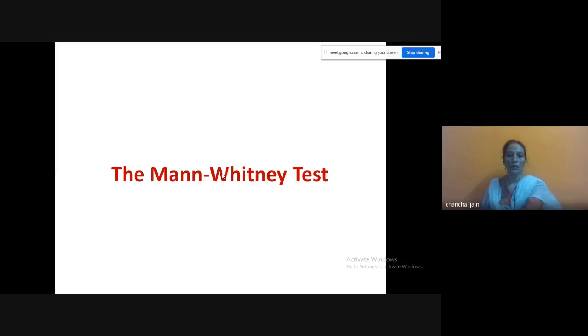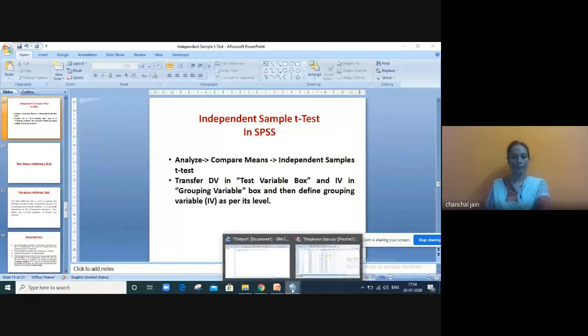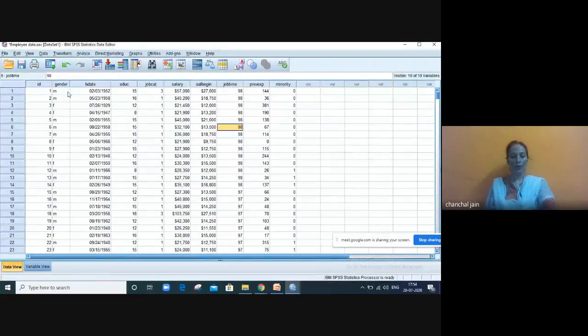So now I am moving to the SPSS window for the demonstration of the independent sample t-test. I have opened a worksheet called employees data. I hope you all have this sheet. With the help of this particular sheet, we will check the independent sample t-test. I think you are aware of this sheet because it is already given to you.